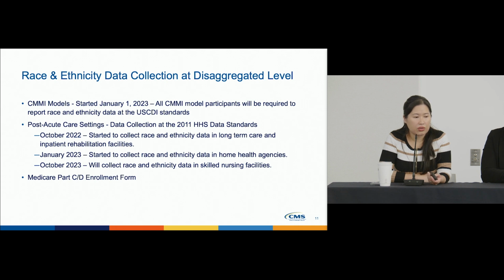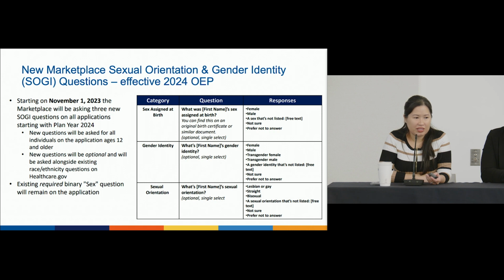And then we started to collect race and ethnicity on the Medicare Part C and D enrollment form starting this year as well. And then just recently, for the new marketplace application for this open enrollment period, November 1st, as of last week, we added the sexual orientation and gender identity questions to the form, which is for the 2024 open enrollment period. This is absolutely a big step for us, as we improve our data collection, trying to gather as much demographic information as we possibly can to implement Executive Order 13985, which is to advance equity.